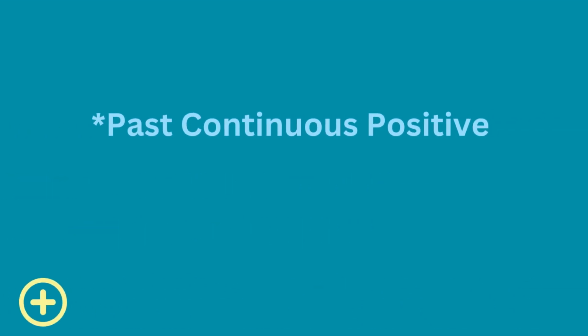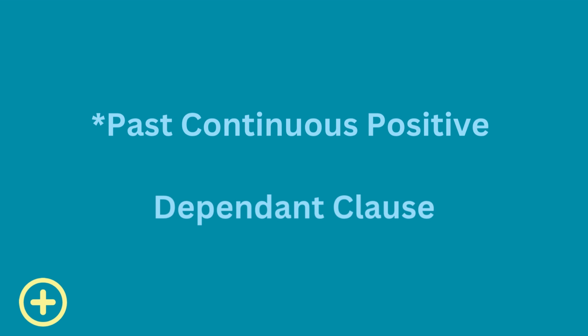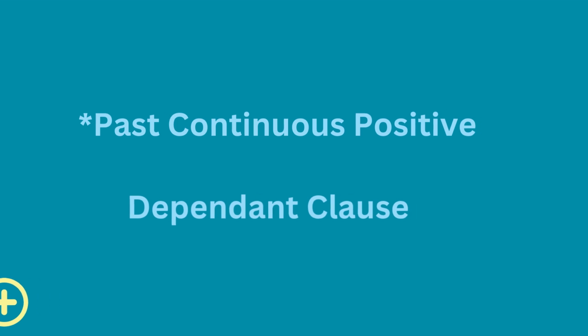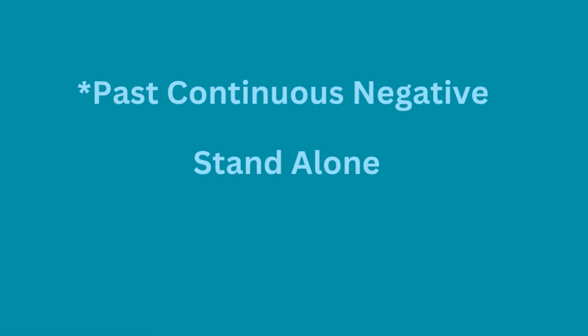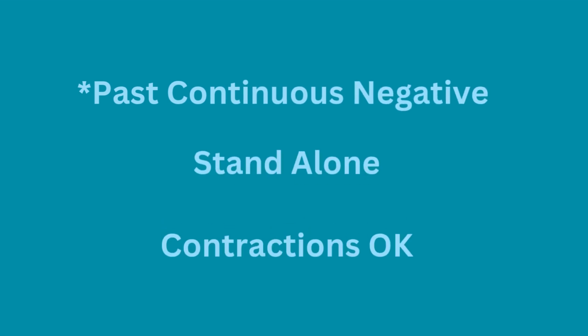Note that the past continuous tense, especially the positive, is often paired with a dependent clause. For the purposes of this exercise, we will keep it basic. For the dependent clauses, we will continue that in a later lesson. The past continuous negative, on the other hand, can stand alone, and contractions are perfectly fine to use.